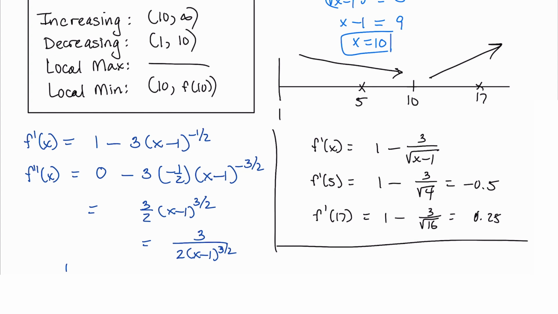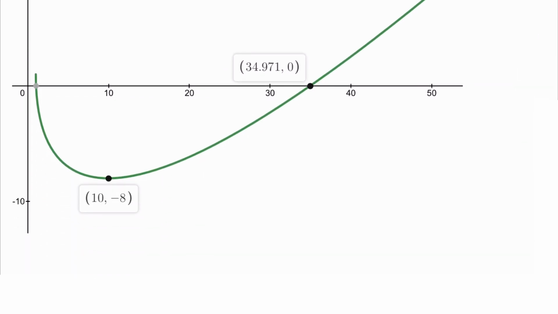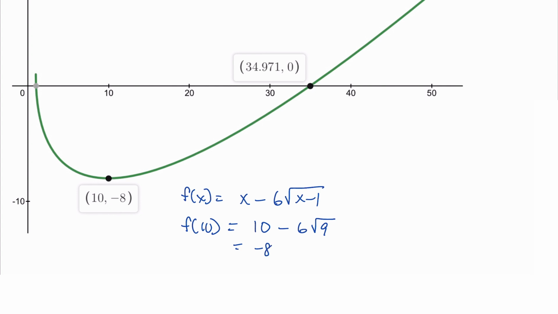Let's take a look at what the graph looks like. And there it is. So just a couple things about it. So you notice the x-intercept at 34.971, just about 35. We have our minimum value at 10 comma negative 8. And naturally, f of x was x minus 6 square root x minus 1. So f of 10 is 10 minus 6 square root 9, which is 10 minus 6 times 3, which is 10 minus 18, which is negative 8. So that all works right there. Okay, so that verifies that result.